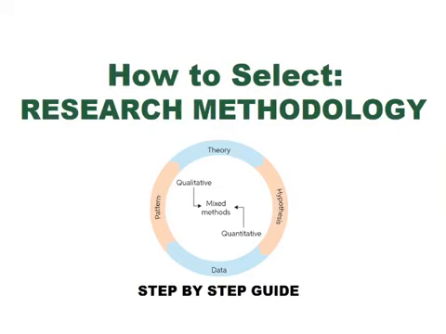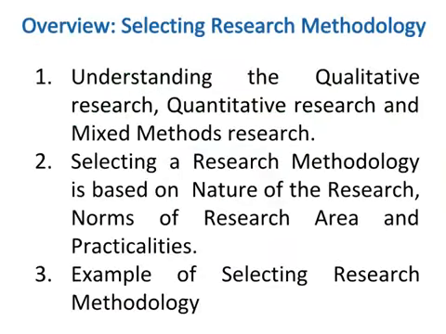How to select research methodology. Step-by-step guide. Overview. Selecting research methodology. Number 1 is understanding qualitative research, quantitative research and mixed methods research. Number 2 is selecting a research methodology based on nature of the research, norms of research area and practicalities. And Number 3 is example of selecting research methodology.